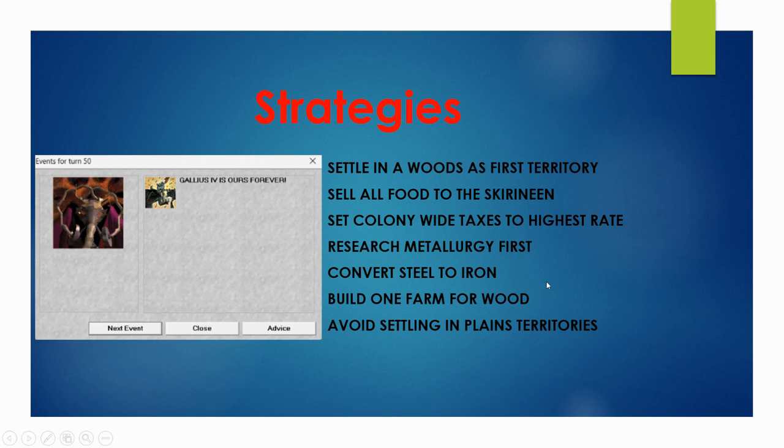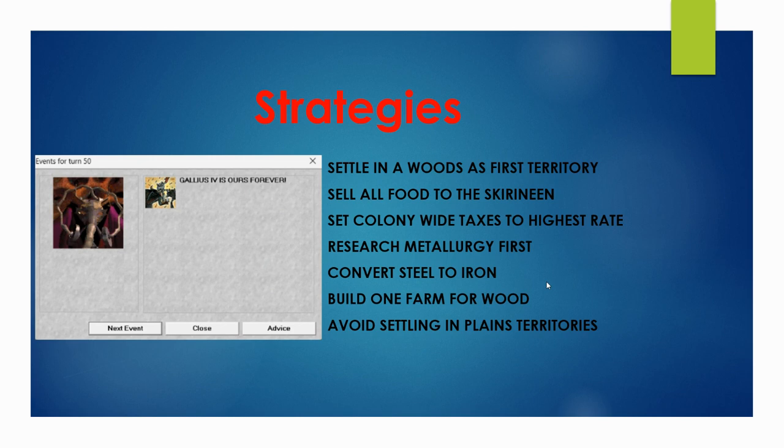Strategies with the set, I'd say settle your first territory in the woods. Woods don't give quite as good population growth as plains. It's a 6% modifier rather than an 8% modifier, so you lose 2% in growth. But you just don't need those plains because plains are really only good for producing food, and they're kind of bad at producing everything else.